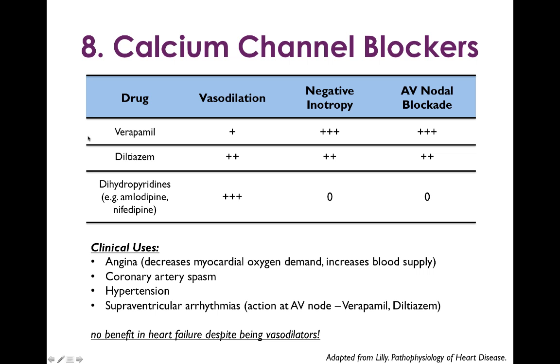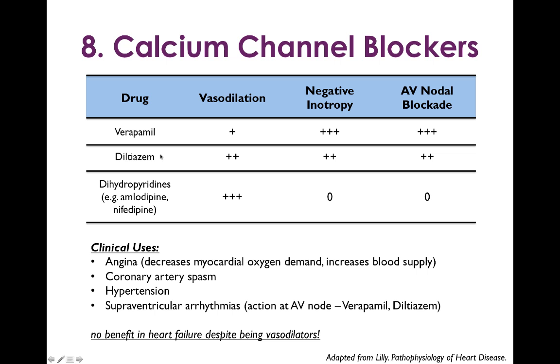because different calcium channel blockers, depending on their class, have different effects on vasodilation as arteriolar vasodilators and direct effects on the heart. So we think of them as dihydropyridines. The classic ones are amlodipine and nifedipine. They all end in pine. And these dihydropyridines are vasodilators strictly, and they don't really have any direct effects on the heart in terms of negative inotropy or AV nodal blockade.